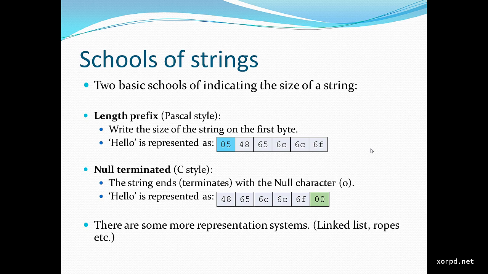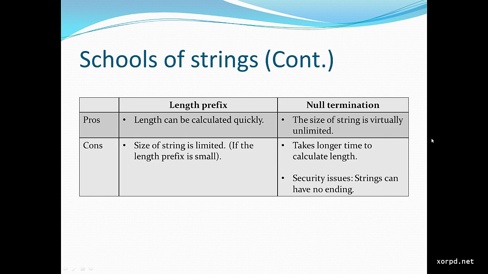There are some more representation systems which are more complex, for example linked list or ropes, and there are even more. Maybe in the future you will get to see some of those other representations, but today we are only going to speak about those two. Some pros and cons of each method.